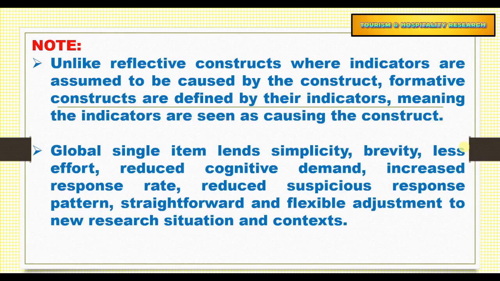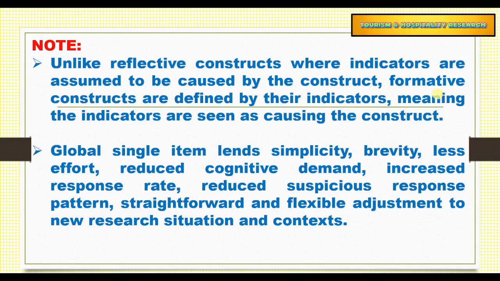Unlike the reflective constructs where indicators are assumed to be caused by the construct, formative constructs are defined by their indicators, meaning the indicators are seen as causing the construct. Because in a formative construct, all the indicators convey different meaning, but in a reflective construct, the indicators convey the same meaning. The same thing is asked multiple times in different ways. That is a reflective construct.